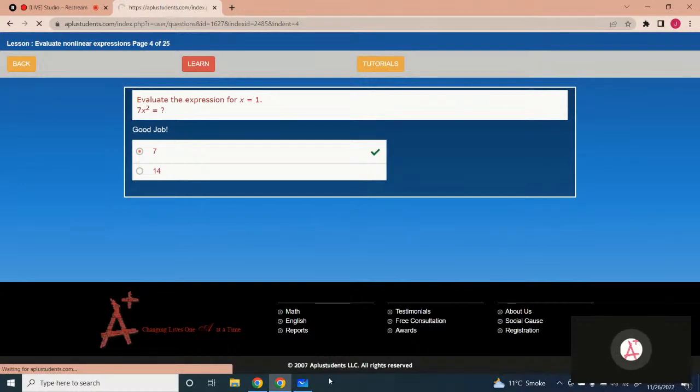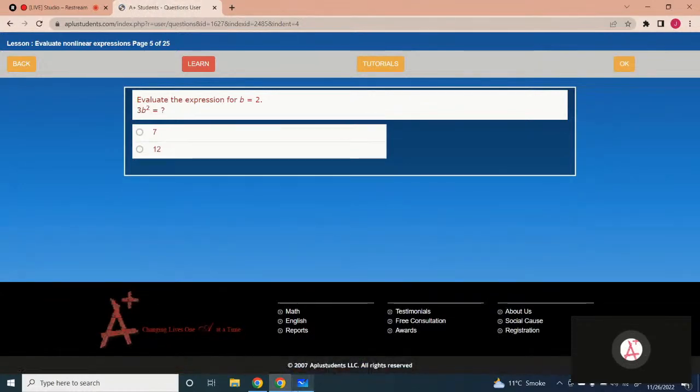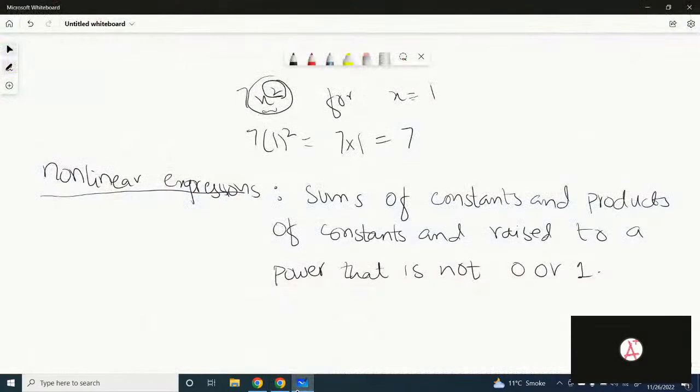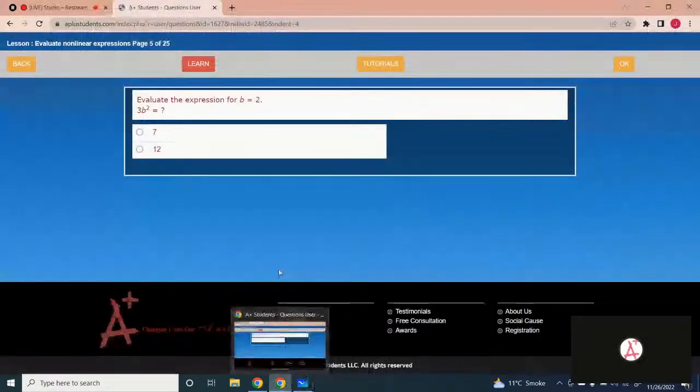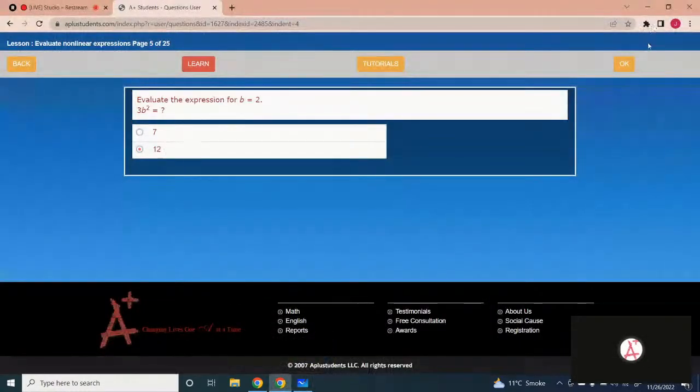Okay, the next one is evaluate the expression 3b square for b equals 2. Just replace the variable b with the value. So it would be 3 times 2 square. Got it? 2 square is 4. So you need to do 3 times 4, and 3 times 4 is 12. So just select the correct option, then click on the OK button.